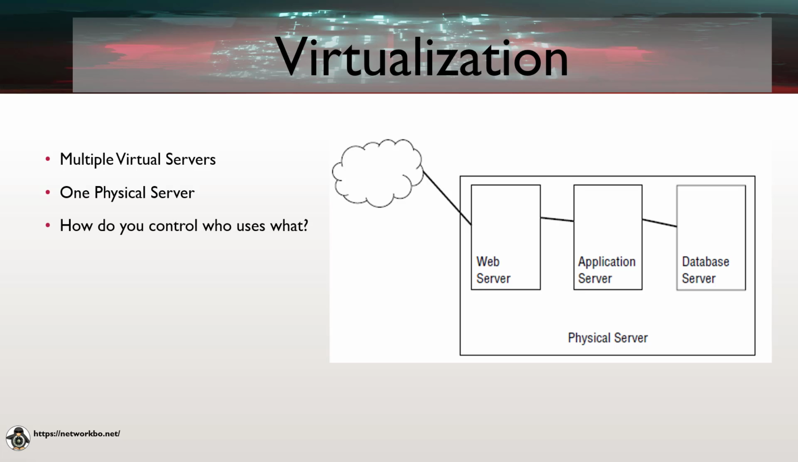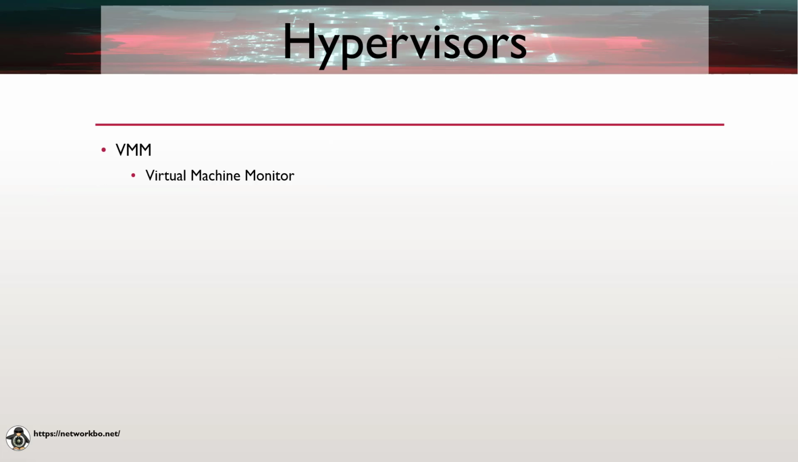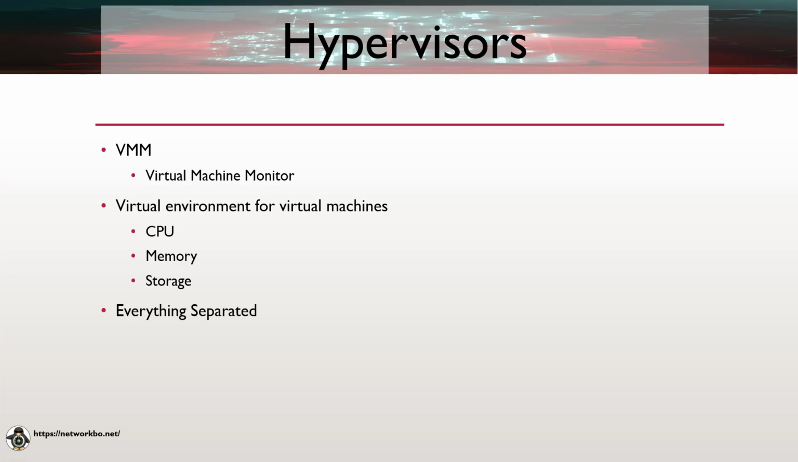But how do you make sure they share the resources of the physical server fairly and without conflict with each other? The hypervisor, or virtual machine monitor, helps divide the physical resources of the server to the virtual machines. The hypervisor provides a virtual environment with CPU, memory, and storage to each virtual machine, and each virtual machine acts as if it has direct access to the physical resources with no idea that the hypervisor is in the middle controlling the access. Because each virtual machine is separated, you can run different operating systems or even different versions of the same operating system, all without having to purchase additional servers.